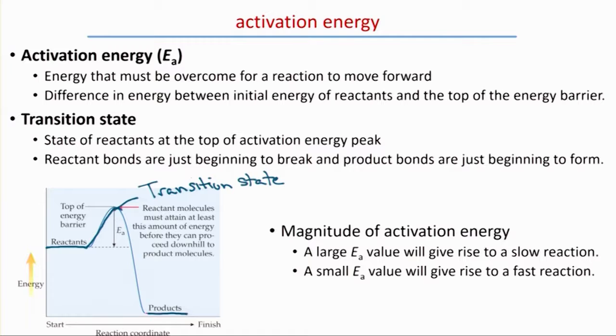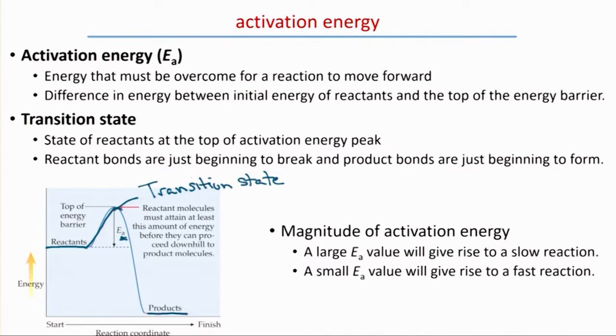So this is the peak where you have reactant bonds just starting to break and the product bonds just starting to form. The height, or the magnitude of this activation energy, if you bring a dotted line out from the reactants, is the change in energy between where the reactants start and the top of this peak. Now, the magnitude of this gives you a clue on the speed or the rate of this reaction.